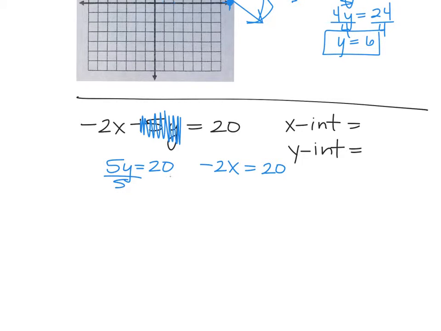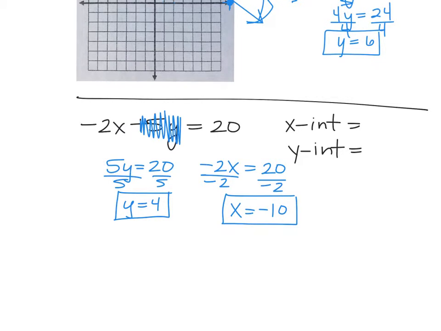So divide by 5 on the left, and I get y equals 4. Okay, divide by -2 on the right, and I get x equals -10. So if they ask you what is your x-intercept and what is your y-intercept, your x-intercept is -10. Your y-intercept is 4. Now, could you graph that for me?